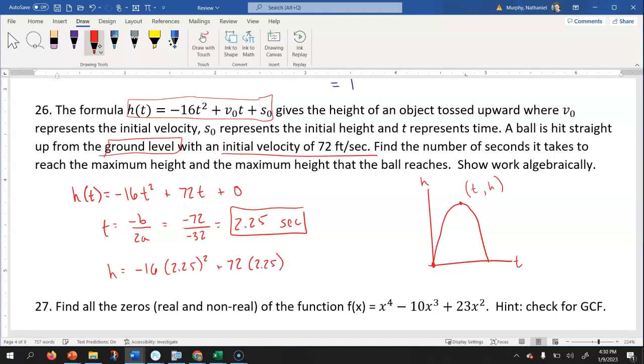If we had to add something else, we'd add something else here, but adding 0 doesn't change anything. So if I type that in your calculator, you get 81 as your answer. So 81 feet would be the maximum height it would reach after 2.25 seconds.